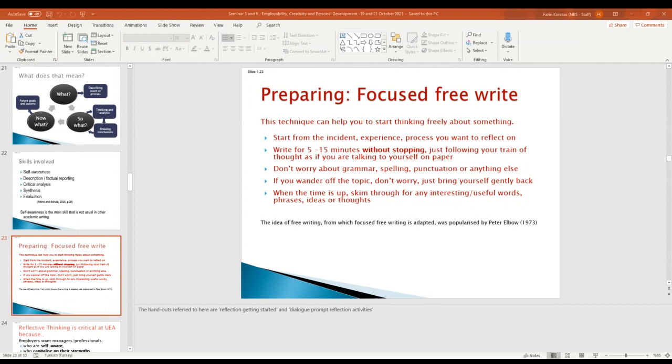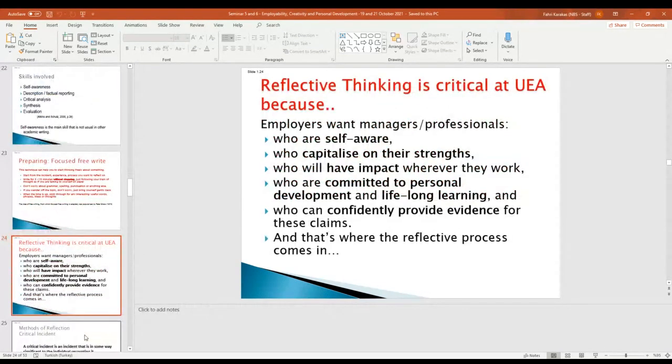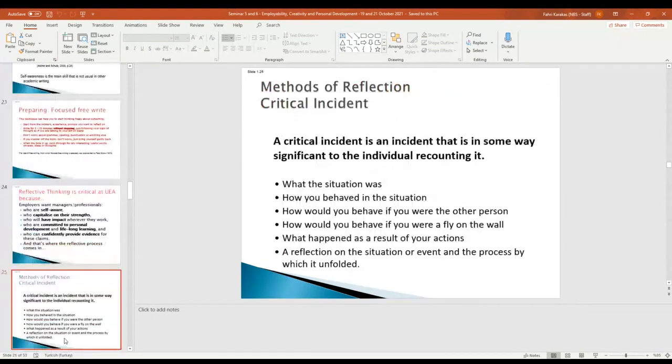But again, why do we do this? We do it because employers want professionals who are self-aware, who are aware of their strengths, who will have an impact, who are committed to lifelong learning and development, who are confident about these claims, providing evidence, and who are serious about their learning. So we want you to be serious about your lifelong learning. That's why reflective thinking is so critical at work.